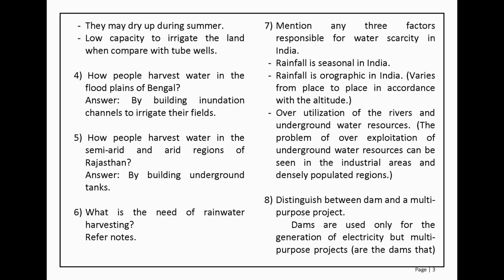Rainfall is seasonal in India. Rainfall is orographic in India. Varies from place to place in accordance with the altitude. Overutilization of the rivers and underground water resources. The problem of overexploitation of underground water resources can be seen in the industrial areas and densely populated regions.